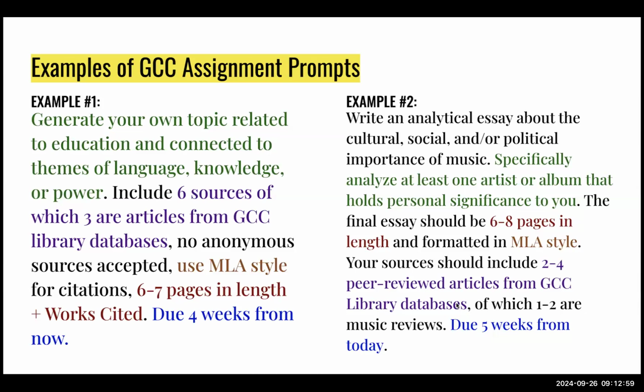So again, the assignment prompt tells you the thing you're doing, in this case, an essay, what the topic is, the cultural, social, and political importance of music, what you're actually talking about, in this case, an artist or album that holds personal significance to you, how long it is, 6 to 8 pages in length, how it's formatted or cited, MLA style, the sources you have to use, 2 to 4 peer-reviewed articles from GCC library, and then when it is due, which at the very last there in that light blue color, if you can't see it, it says due 5 weeks from today. So again, assignment prompts are telling you exactly what you have to do for your homework, and you have to make sure you understand each part so you can get the full credit for your assignment.